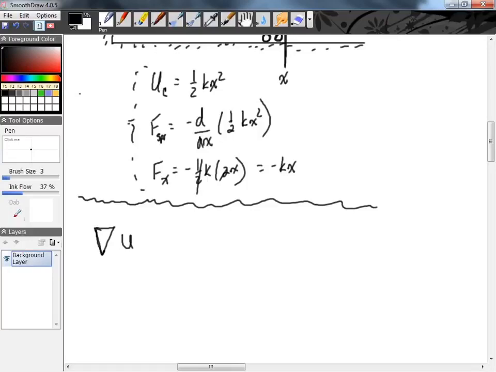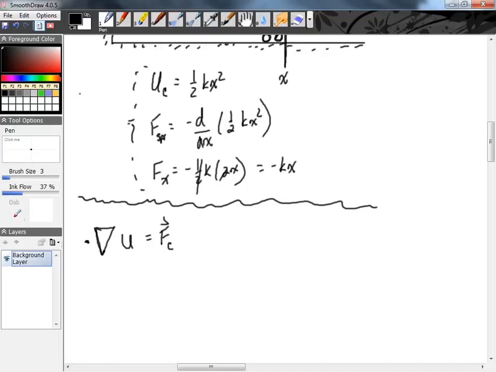Okay, and I'll write it out for you. This is not on the test. It's not on the test. But I will tell you that the negative gradient of the potential energy equals the conservative force. Okay, but it's the vector.